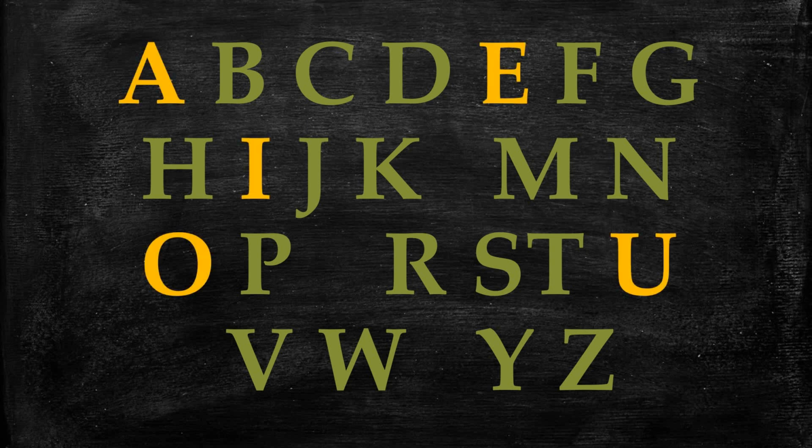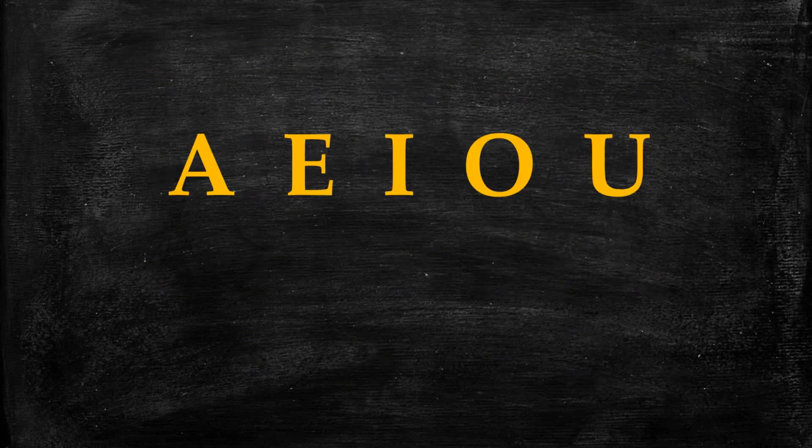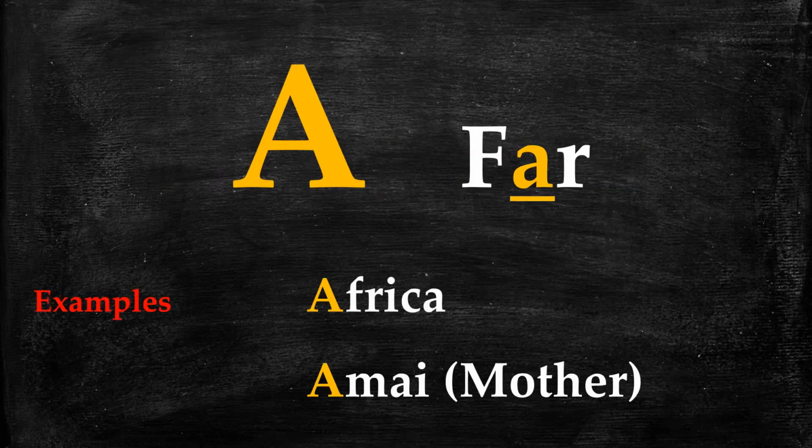But of the 23, today we are focusing on A, E, I, O, U, which are the vowels that we use in Shona. They are pronounced A, E, I, O, U. Now I'll take you through each of the letters and give you some examples of how it's pronounced.